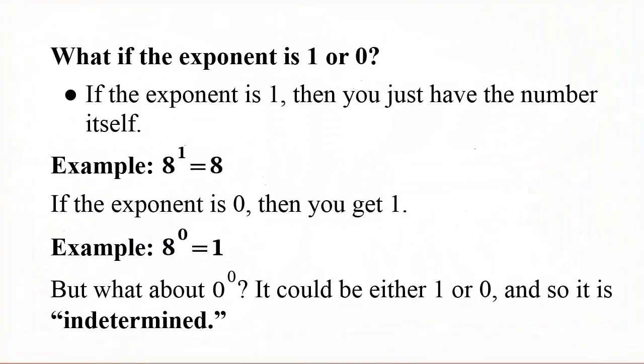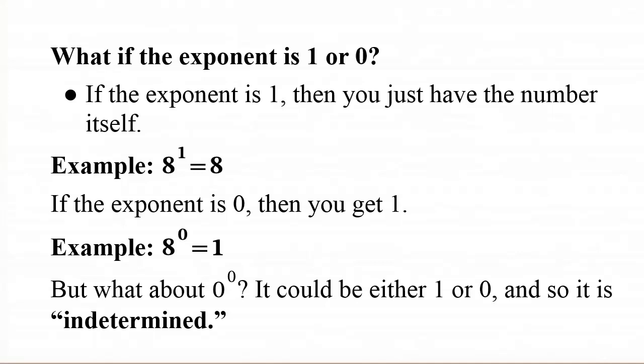What if the exponent is 0 or 1? If the exponent is 1, then you should just have the number itself. For example, 8 raised to 1 is equal to 8. If the exponent is 0, then you get 1. Example, 8 raised to 0 is equal to 1.